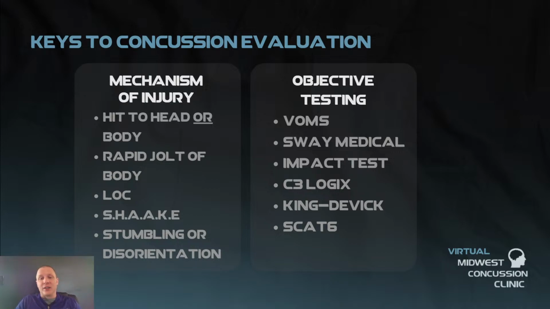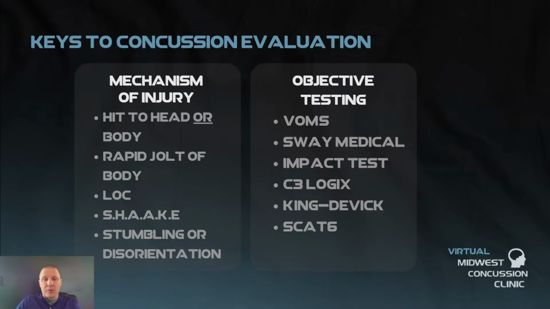C3 Logix is another company that has a digital version of their sideline assessment. The SCAT-6 can be a PDF kept on the phone. There are different companies and groups out there that have editable PDFs that you can put on your phone and administer to somebody in real time. The King-Devick test and the VOMS. The VOMS is the concussion evaluation that I use in the clinic virtually. The VOMS assessment is, in my opinion, the eyes don't lie. You can have an athlete all day telling you, I'm fine, I'm fine, I'm fine.